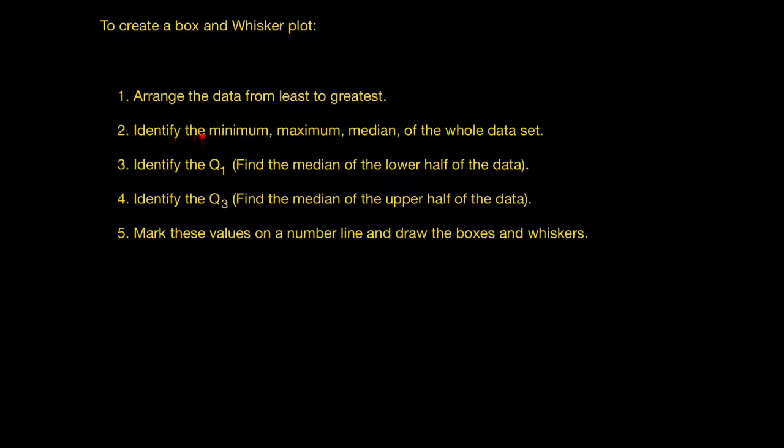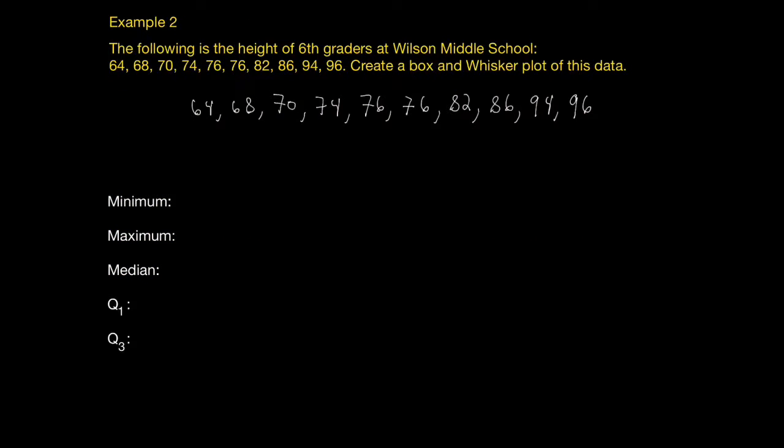Part 2, now we can identify the minimum, the maximum, and the median. The minimum is always your smallest value, and the maximum will be your largest value. So here the min is 64, and your max is going to be 96. Let's get the median by shaving off the edges, removing one item on the left, at the same time removing one item on the right.